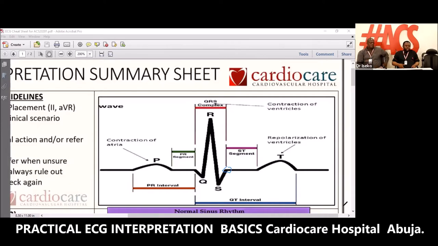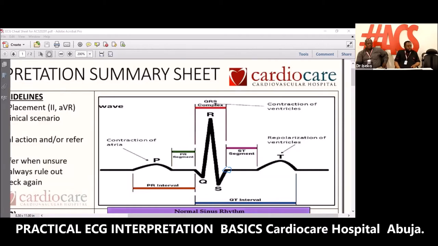So always look at that point. That J point is very critical. If you are not sure, look for the J point. Another way, if you are not so sure at the J point, is to move one small box after the J point, or two small boxes, and from that point determine how you assess your ST segment. So remember, the isoelectric line is the TP line, and you compare your ST segment line to the TP line. You can see the PR interval, and the QT interval from the point where the QRS starts to the end of the T wave.